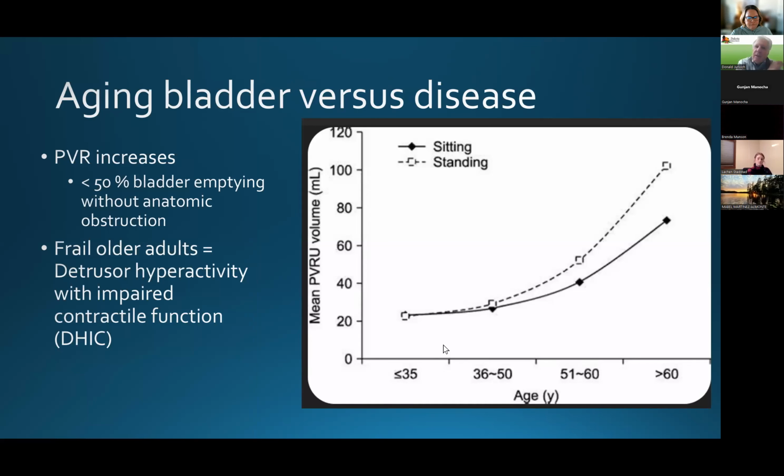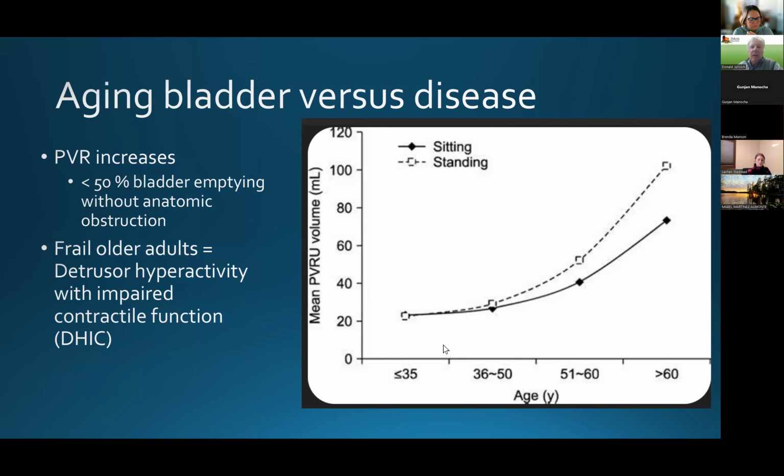So in terms of age-dependent changes, we always need to distinguish between that and disease in late life, right? Because there are some normal aging processes. Here you can see a graph that demonstrates the average or mean post-void residual urine, and that it increases with increasing age. This is just a generalization. Some people less, some people a little bit more.